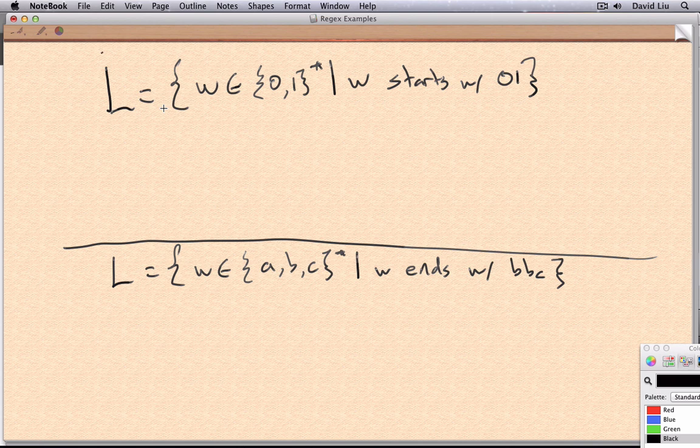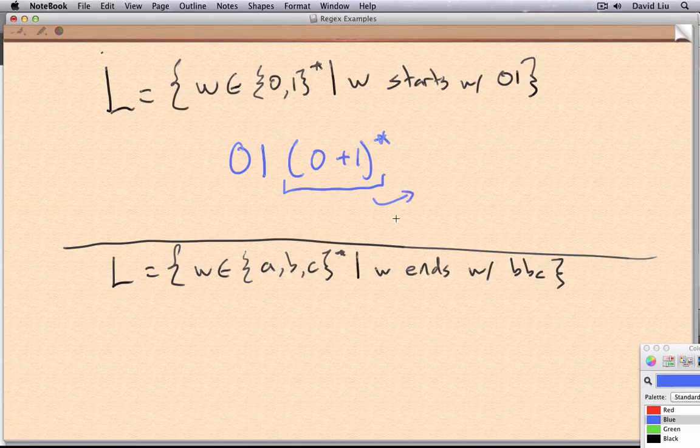Hi everyone. So I thought I would finish up today's lecture with a few more examples of regular expressions. Let me remind you of the example we did in class. We had this language L that was all of the strings over the alphabet 0, 1 that started with 0, 1. And we saw that we could do this by matching 0, 1 and then any number of other characters. And if you remember, this is a common trick where this component is really just all binary strings.